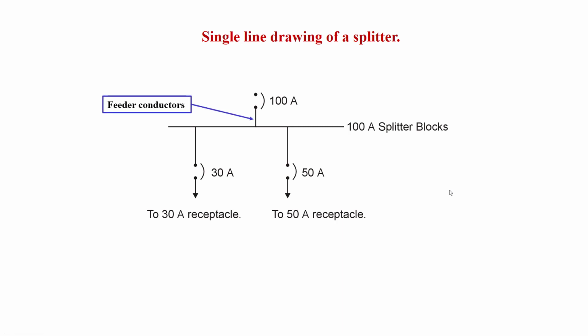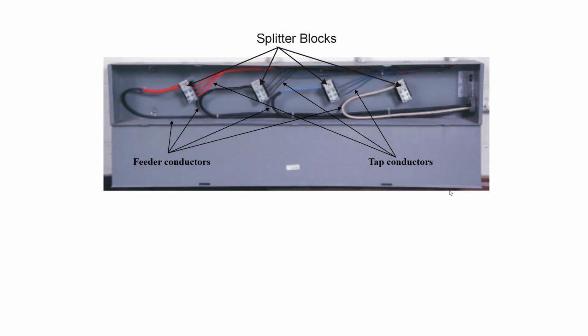The feeder conductor is the feeder coming in, and the tap conductors are the smaller conductors coming off the splitter. Here is a closer look at what a splitter would look like. We see the larger conductor coming in right here. That's our feeder. And then we have our splitter blocks, which are isolated from the case, and smaller conductors are coming off of these. That would be our taps.